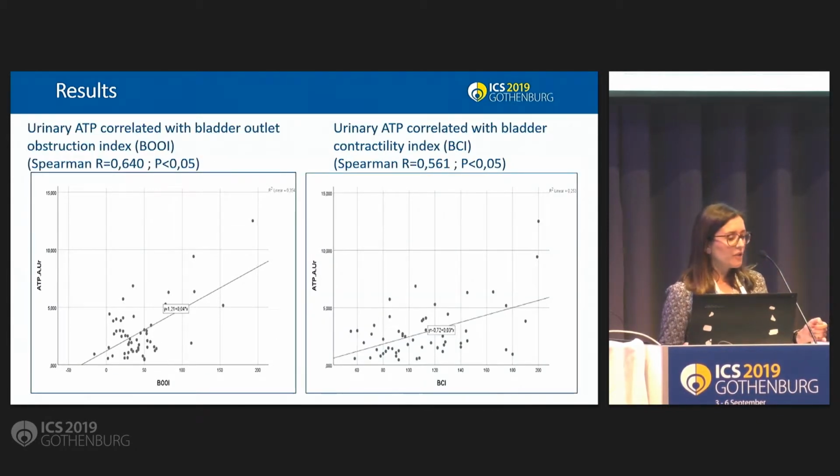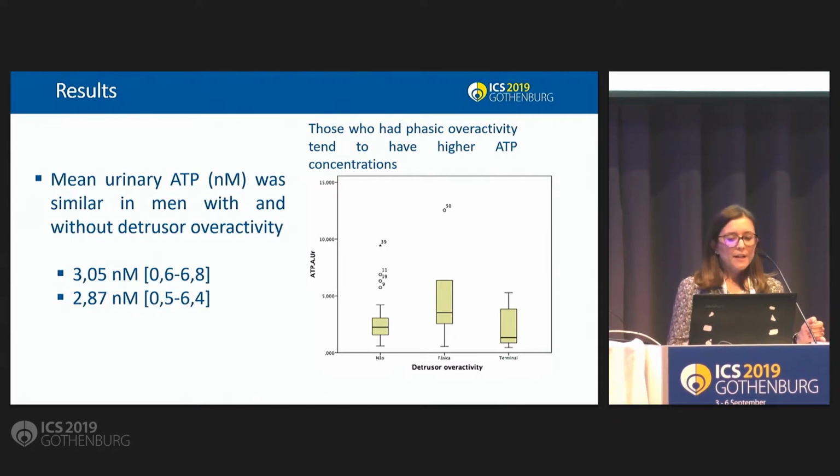So as you can see here, urinary ATP correlated also with bladder outlet obstruction index and bladder outlet contractility index. So in male patients, the detrusor pressure more than bladder distension impacts urinary ATP concentrations. There are no significant findings on this population.